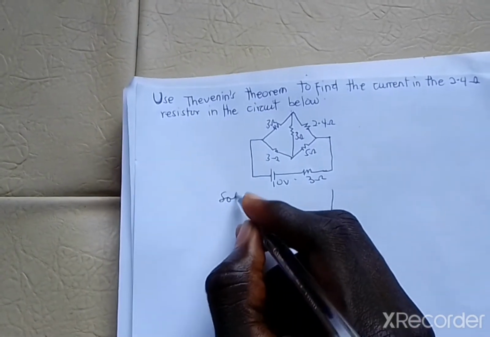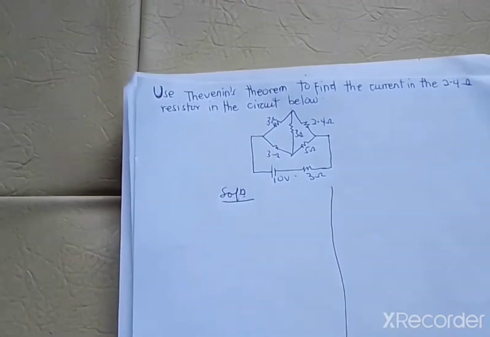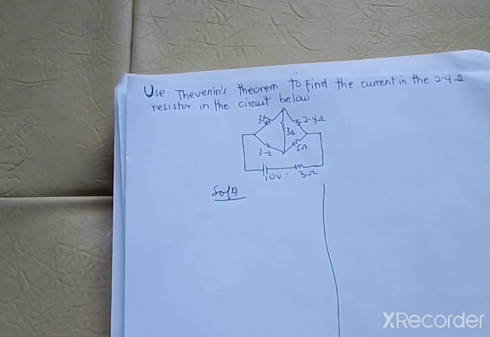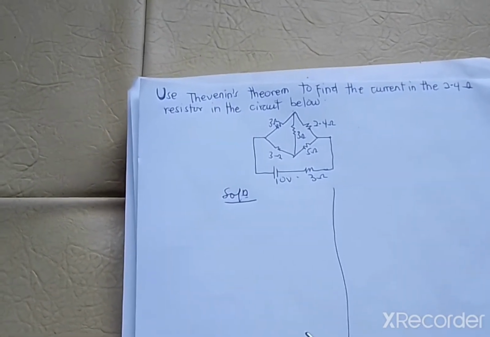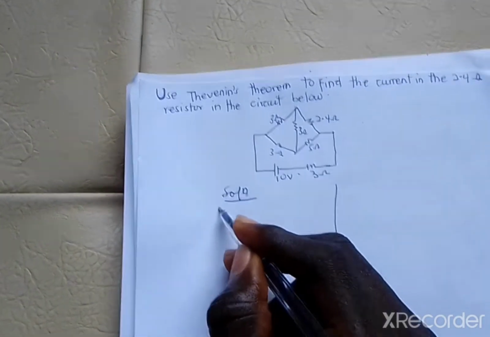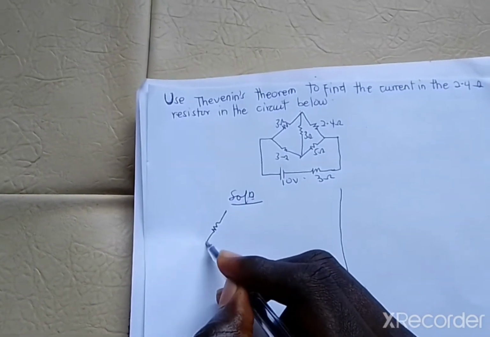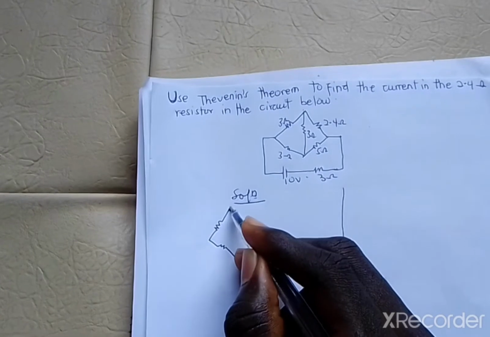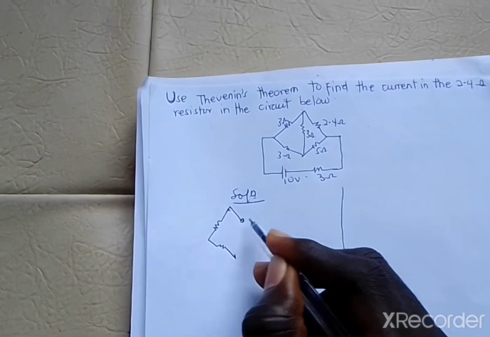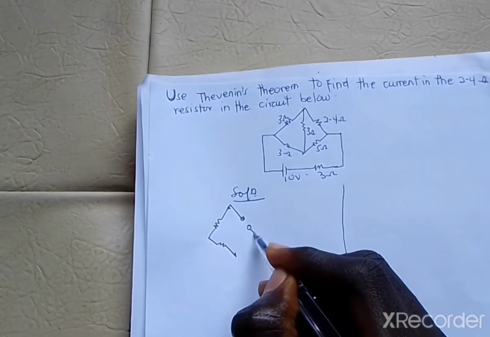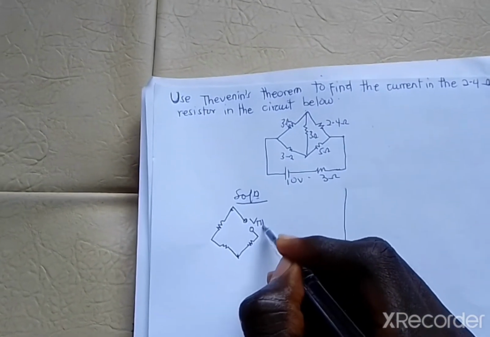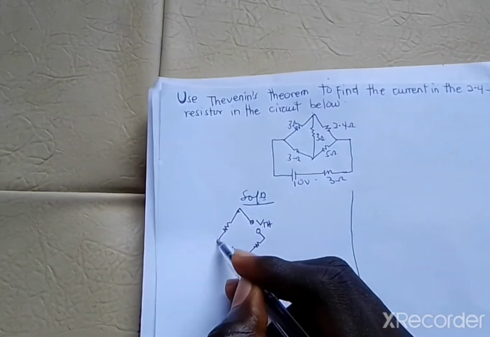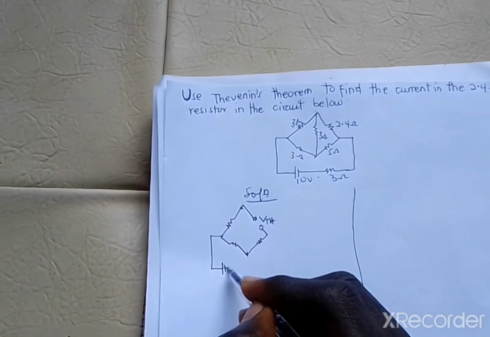So we write our solution. First of all, we have to take the resistor which you are going to find the current through out of the circuit and create an open circuit. So redraw the circuit and do that. Make sure that you remove the 2.4 ohm resistor, then you replace it with VTH. Then we redraw the circuit nicely.